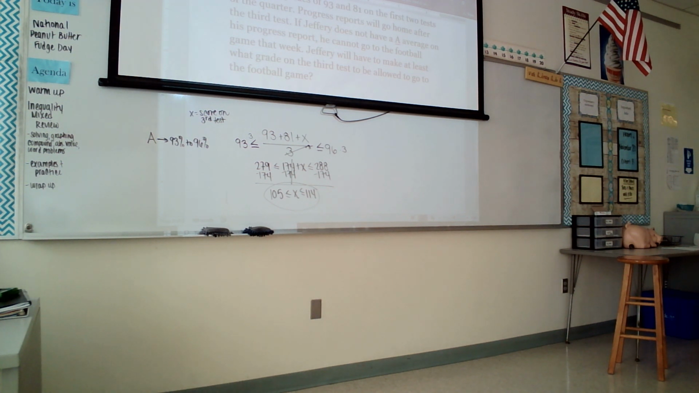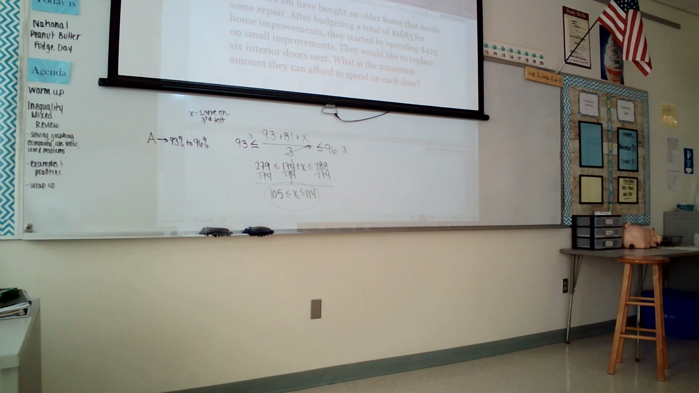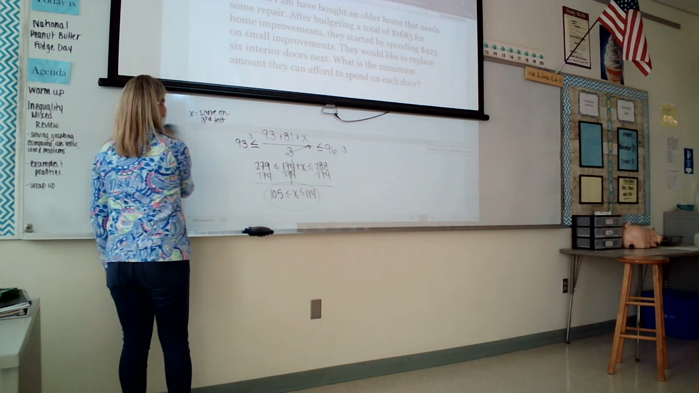And I'm going to have you try this one. Cool. Hold on, I'll give myself some more room here. Okay, so we've got Josh and Pam, they bought an older home, so they need some repairs. They budgeted a certain amount, they're spending $425 on some small improvements, and then they need to replace 6 doors. So what's the minimum amount that they can afford to spend on each door? Right now, can everyone please set up an inequality and solve that word problem?